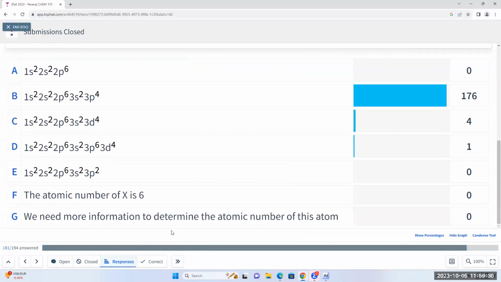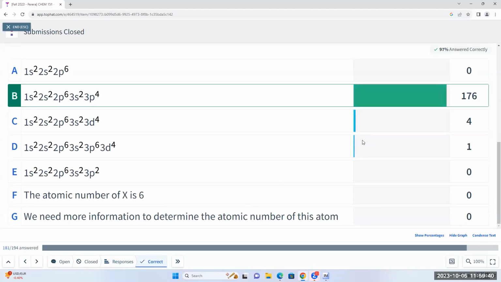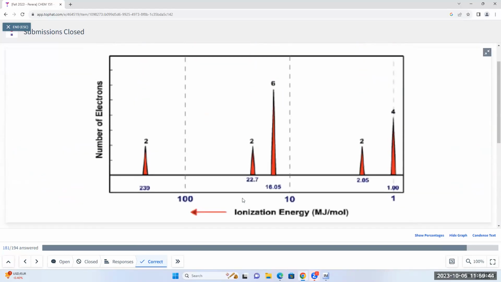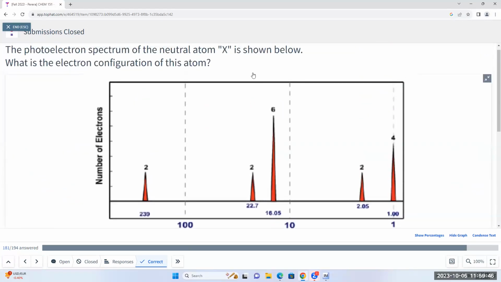And here are our responses. Look at this, this is beautiful. 97% of us said this is the configuration, and that's the correct answer as well. So again, remember the highest ionization energy is for the first shell. This is 1s2, then 2s2, 2p6, and 3s2, and 3p4. This is the same thing we did actually, which is great. Anyway, do we have any questions, concerns, comments at the moment? Anything?